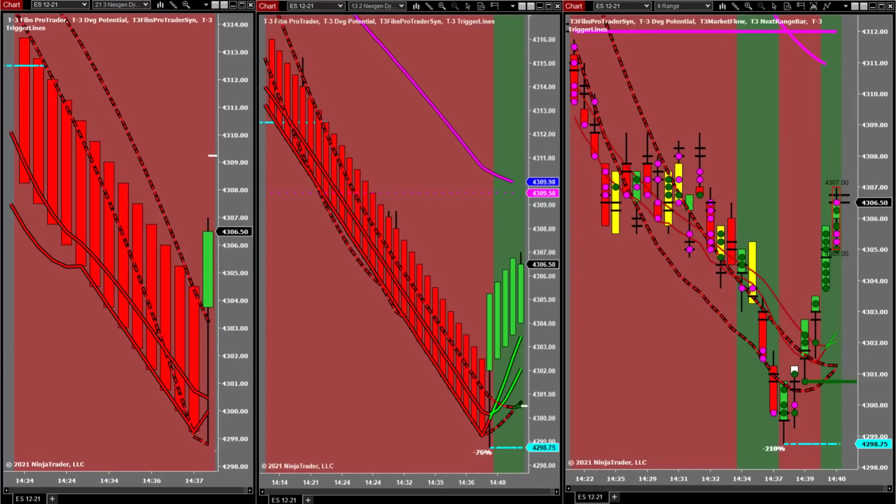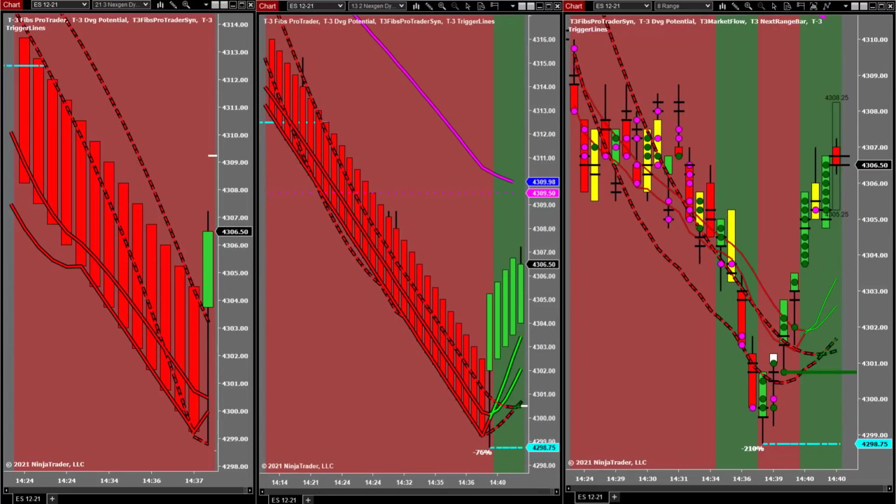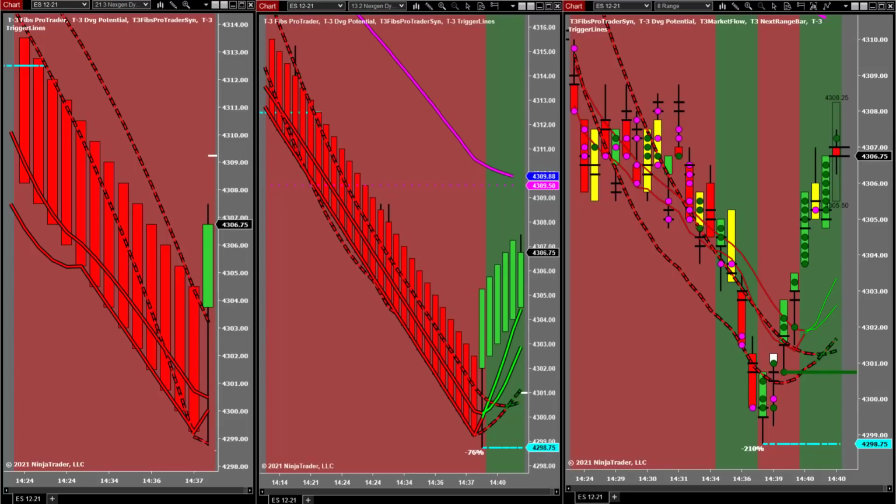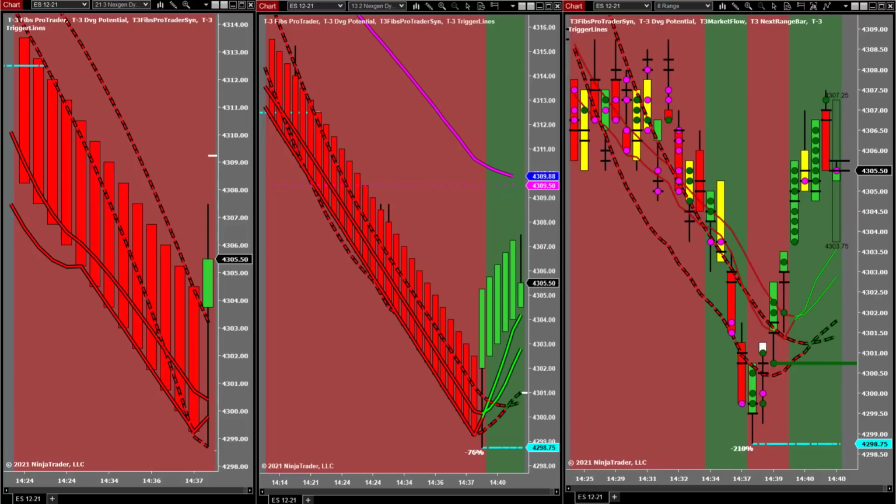Okay, that might be it. 4299. You can see really weak triggers. You can see the trigger lines on the range chart have rolled over.